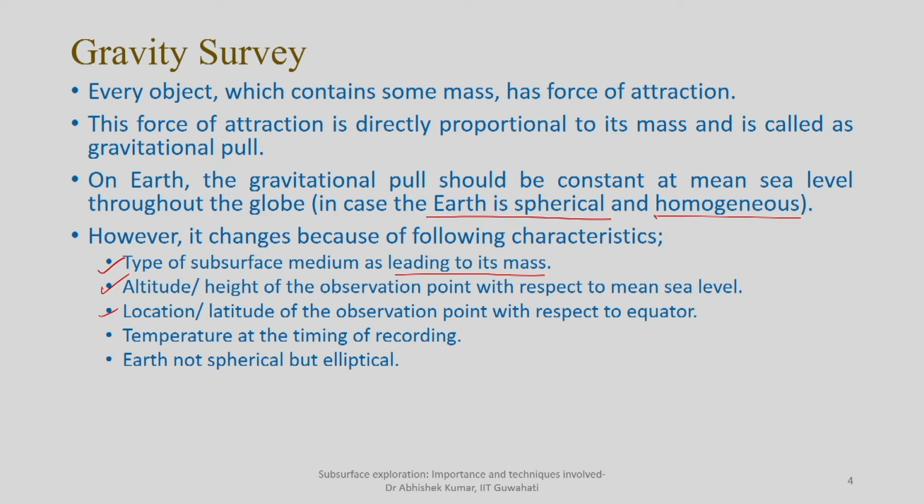Third thing is location and latitude of the observation point. We know earth is not spherical, the radius of the earth at pole is lesser in comparison to the radius of the earth at equator, considering its elliptical shape, as a result of which even the gravitational pull will not be constant throughout the earth's surface, it is going to change.